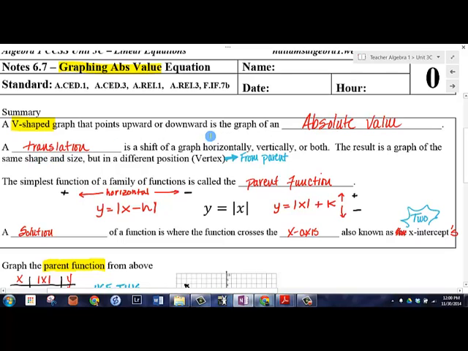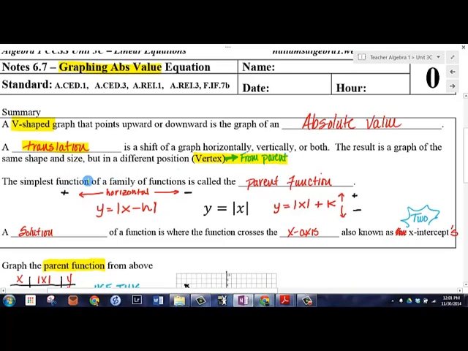Now what we're going to do is we're going to take this absolute value and we're going to talk about moving it around. So we could plug points in and graph it each time, but there's an association, a pattern because of this translation here. So we're going to first describe this parent function, or this vertex, and you can see that it says the result is a graph of the same shape and size, but in a different position. We're referring to the vertex from the parent form.